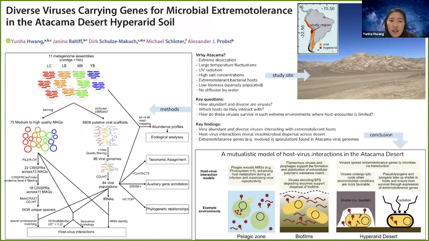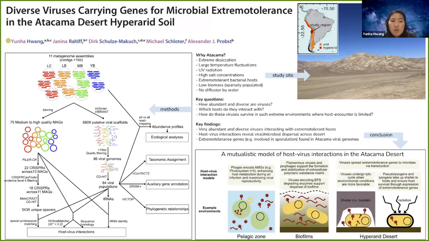To give a brief background on the Atacama, it's one of the driest and oldest deserts on Earth, and it's commonly referred to as the Martian Unlocked on Earth because of its harsh conditions consisting of extreme desiccation, high temperature fluctuations, and almost sterilizing UV radiation. Only a few extremely tolerant microbes are found in these ecosystems.